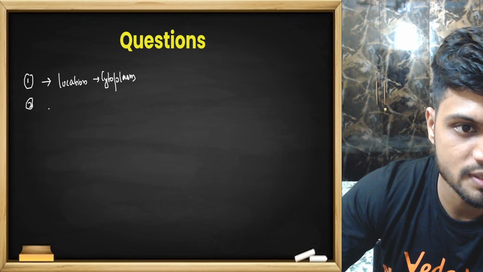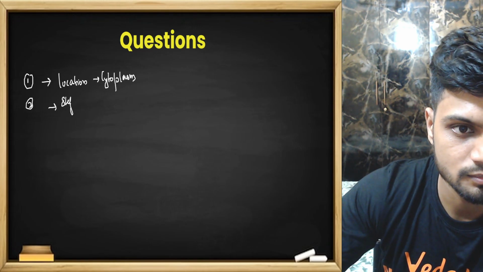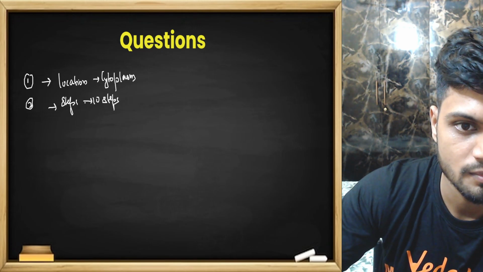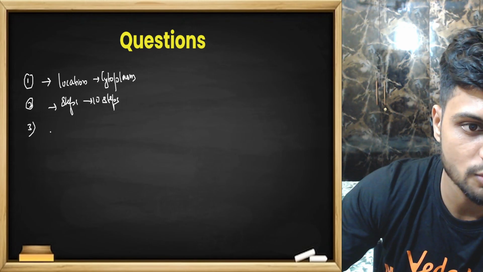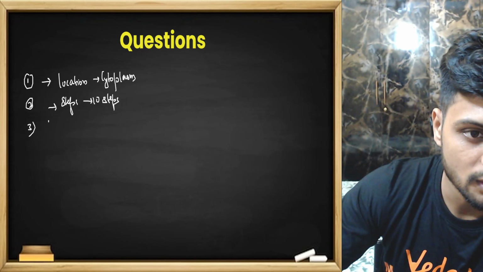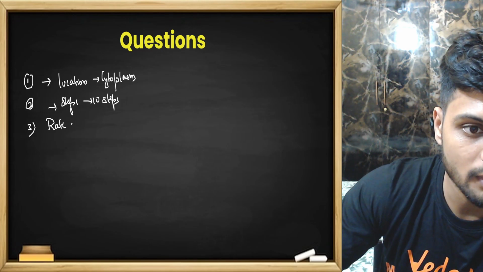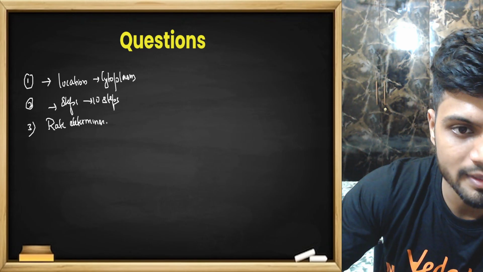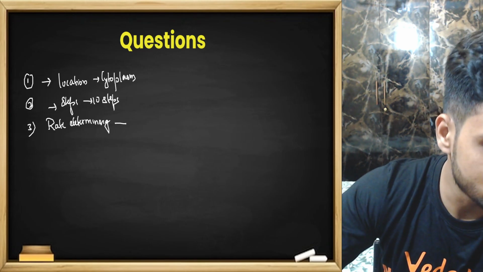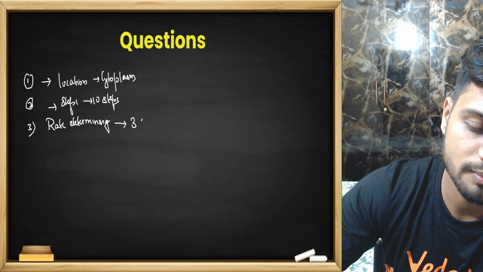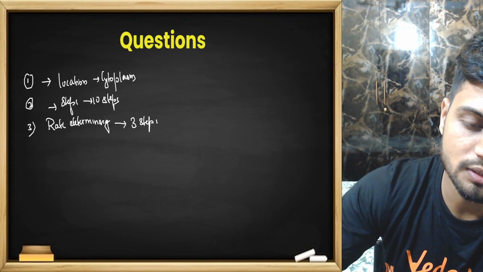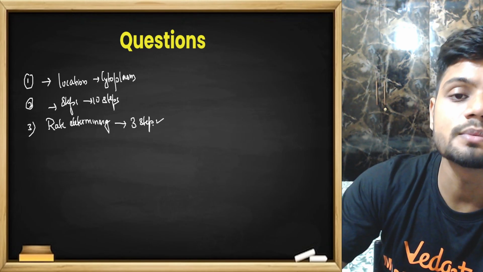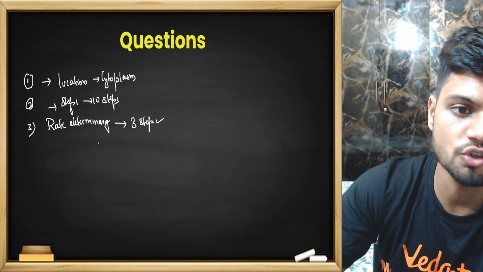Second question they can ask you is steps. 10 steps. Third question they can ask you is, which is the rate determining step? Means the slowest step. The rate determining step is going to be the third step, where we are converting fructose 6 phosphate to fructose 1,6 bisphosphate. Third step, where ATP is also consumed.